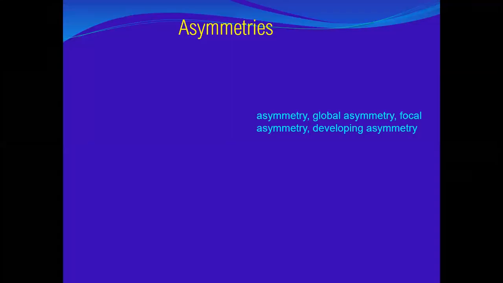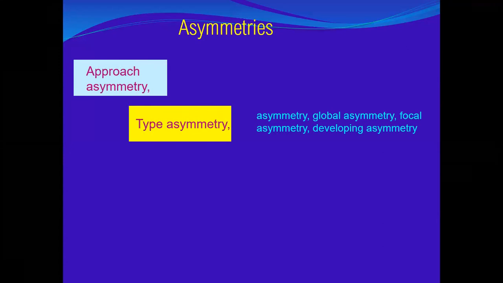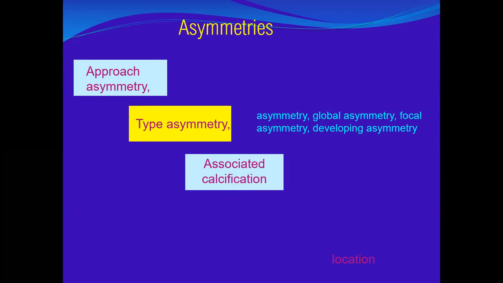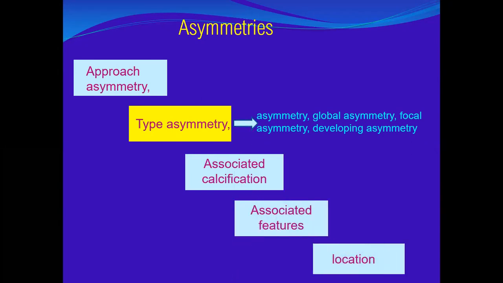Okay. So, the approach to asymmetry is to define the asymmetry and the type of asymmetry, as we describe it: asymmetry, global, focal, developing. Go for associated calcification, associated features, and then locations. So the type of asymmetry, we describe the focal, we describe asymmetry, and what about this one? It could be a developing.